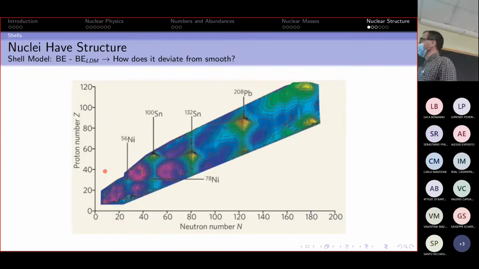This is the binding energy. It's a different model, but it's more accurate. A more accurate model minus the liquid drop model. Zero is like this blue. The negative numbers are purple. Positive is green, yellow, red. What do you notice most of all?